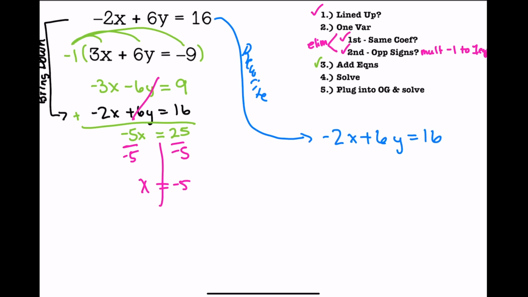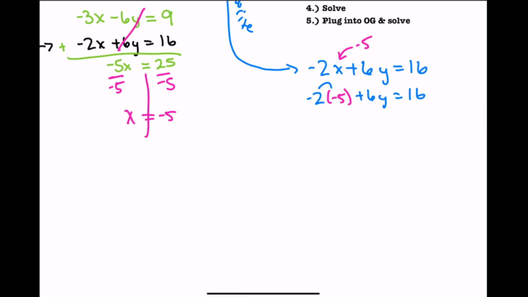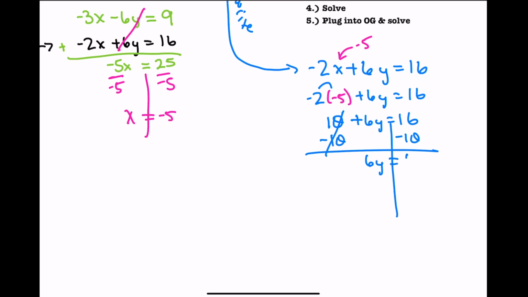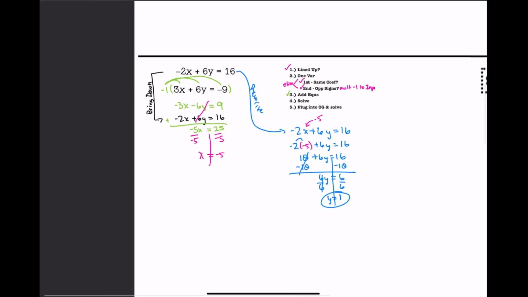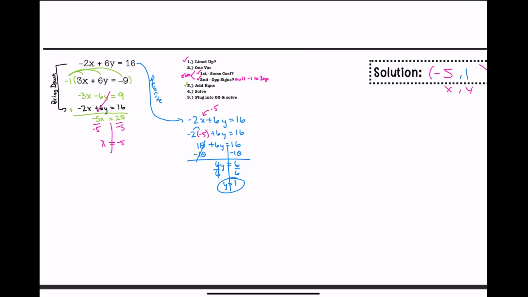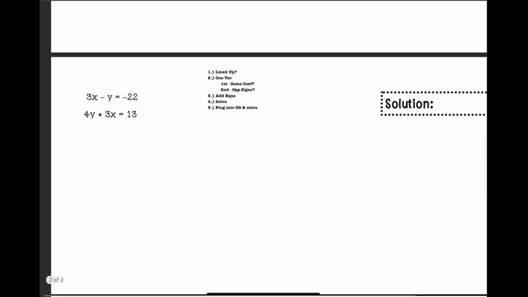Now, we've rewritten it. We know x is -5. So here we go. We got 2 times -5 plus 6y equals 16. -2 times -5 is a 10, so we got 10 plus 6y equals 16. Subtract that 10 on both sides. This leaves us with 6y equals 6. Divide away the 6 on both sides. This leaves us with y equals 1. Hey, this is why we spent so much time solving equations. And now we know our answer, -5, 1. Next.